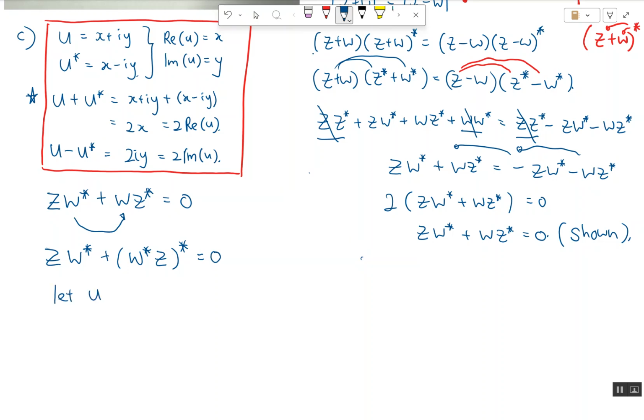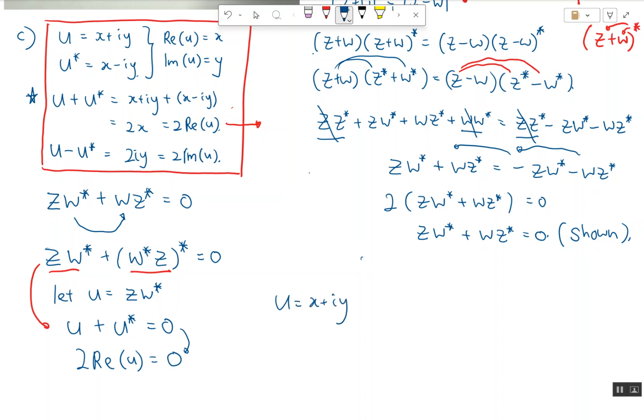So let's say I can say, let u be equal to zw star. All right, so this here would be u, and this here would be u star, equals to 0. And from above, you can see over here, what is the property of u plus u star? That is going to be 2 times the real part of u, which is equal to 0. I'm just writing it down, this to this. If the real part is 0, that means for u equal to x plus iy, this part is equal to 0. This means that u only has the imaginary component. And that is how we conclude, therefore, u is purely imaginary.